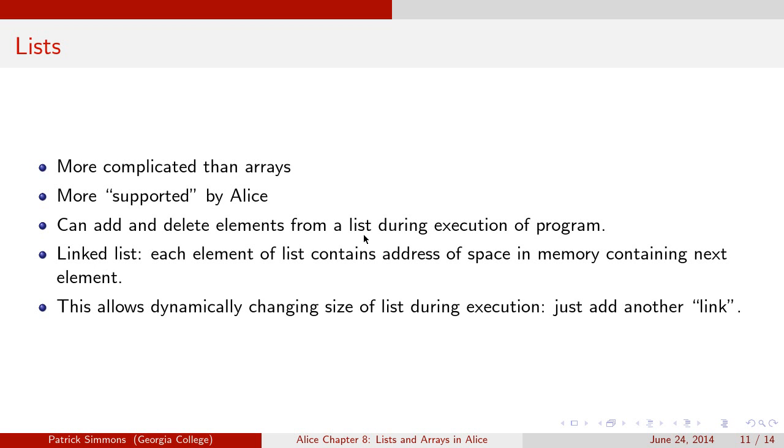You can add and delete elements from a list during the execution of a program. And instead, the way they're implemented inside the computer is each element of the list contains a little cubbyhole for whatever data is in that item in the list. So each element contains the data for that item in the list, and it contains another little cubbyhole with an address in memory to the next element. So if you want to change the size of the list during the execution, you just add another link and put it in there.